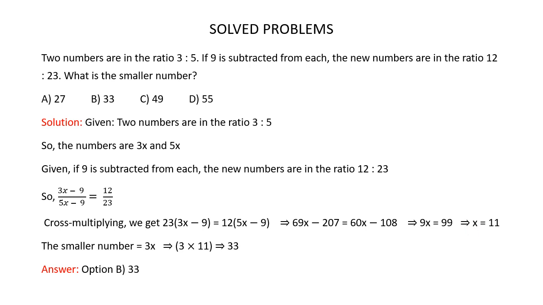Now among 3x and 5x, we know that 3x is the smaller number. We know that x is equal to 11. So 3x is 3 multiplied by 11, which is 33. So the smaller number is 33. The correct answer is option B, 33.